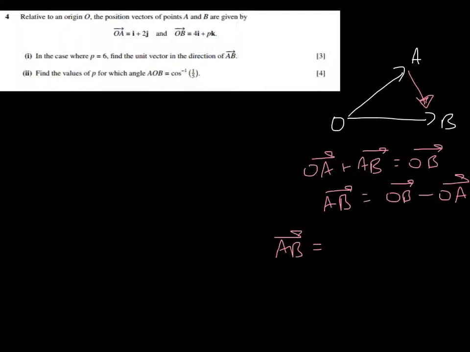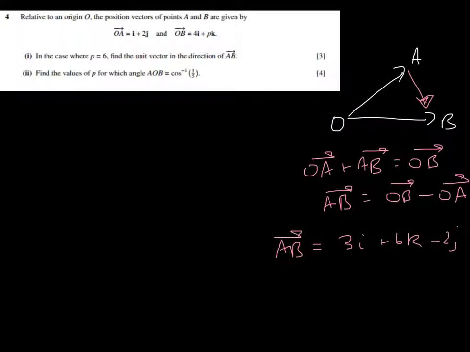is going to be 4i minus i, which is 3i. And in this case here, p is 6, so that's 6k minus no k, so that's just 6k. And then it's no j minus 2j, so minus 2j.